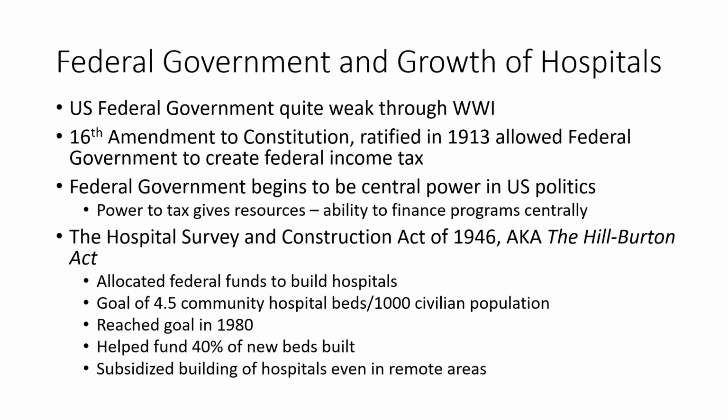It wasn't until the 16th Amendment to the Constitution, which was ratified in 1913, that the federal government was allowed to create a federal income tax. And at the time it was sold as, oh, we're only going to tax the rich. So just never trust politicians when they say something like, we're only going to tax the rich.